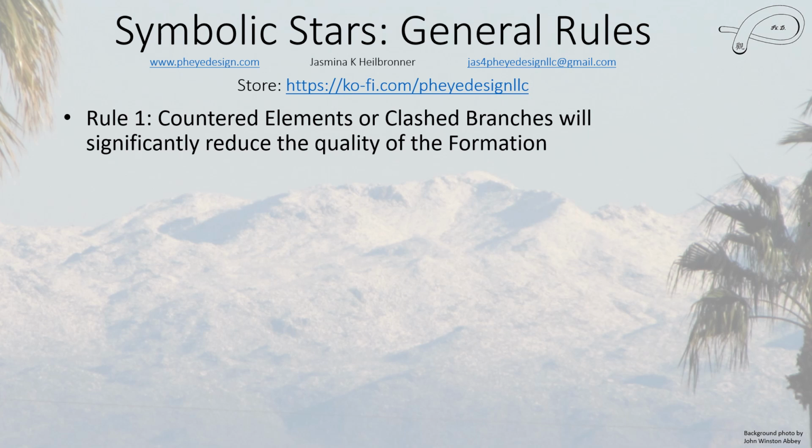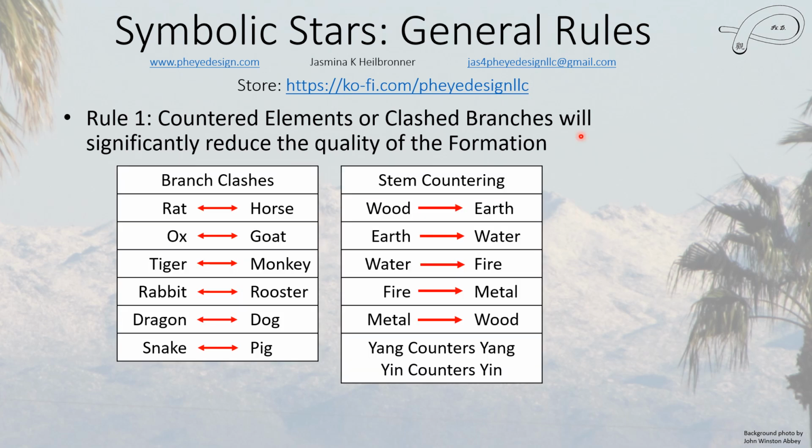Now, what do I mean by this? Everybody probably remembers what a clash is, because this is one of the first things everybody learns in Bazi. And this is a two-way clash. So the horse clashes the rat and the rat clashes the horse, and so forth. Most people know this. When we're talking about stem countering, it's directional. Wood will counter earth. Earth does not counter wood.